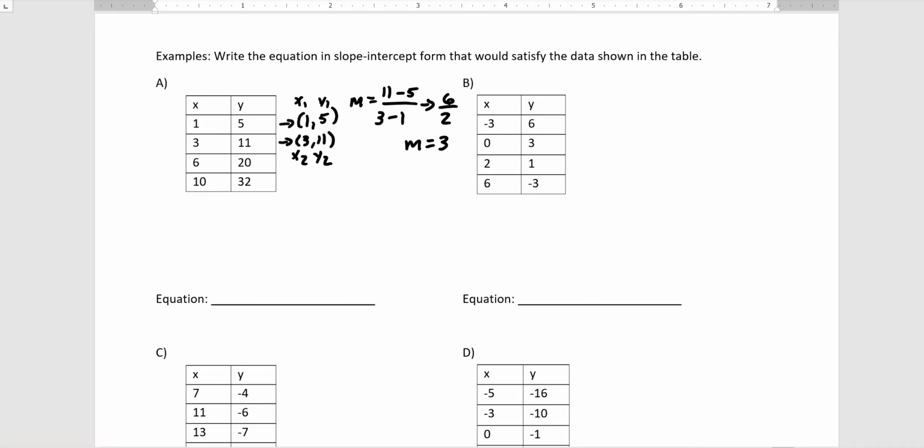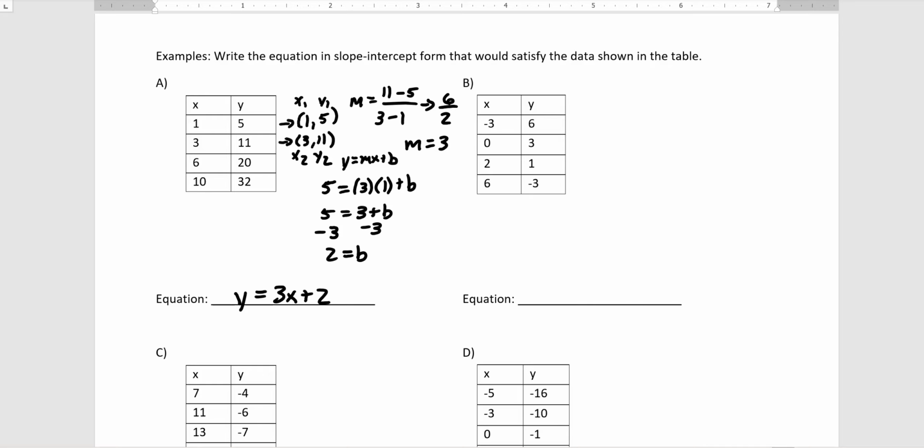Now that I know my slope is 3, I can use a point. We can use 1, comma 5 again to say 5, right? I'm going to use y equals mx plus b. So 5 equals m3 x1 plus b. 5 equals 3 plus b. Subtract 3, 5 minus 3 is 2, so I find that b equals 2. So an equation that would work for this table would be y equals 3x plus 2. So that makes sense? Let's try another.